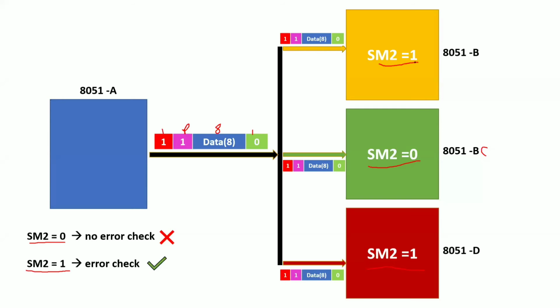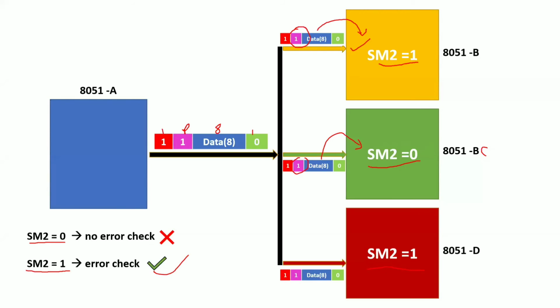Now SM2 equals 1 means I need to check the errors. How, and based upon which bit? The programmable bit. What is it here? 1. Whenever this bit is 1, that means it will receive the data. That means the data is valid. Now SM2 equals 0. What is it? It won't check the errors. That means irrespective of this bit, it will store the data. That means it will also receive this data.